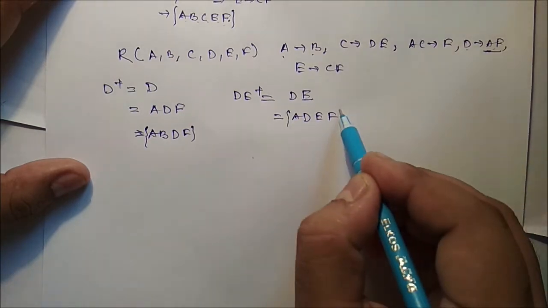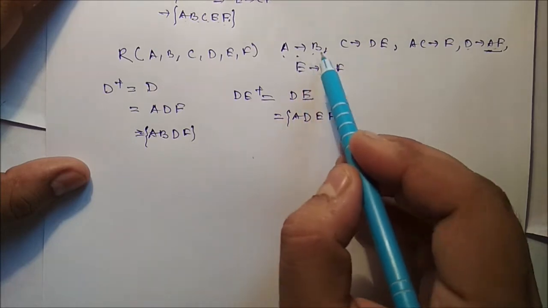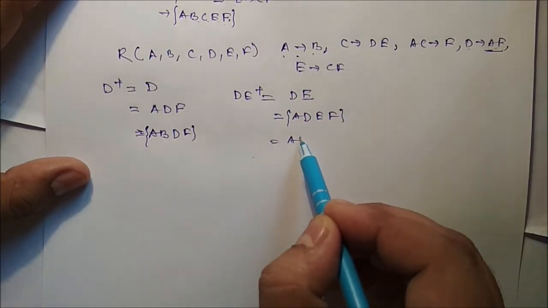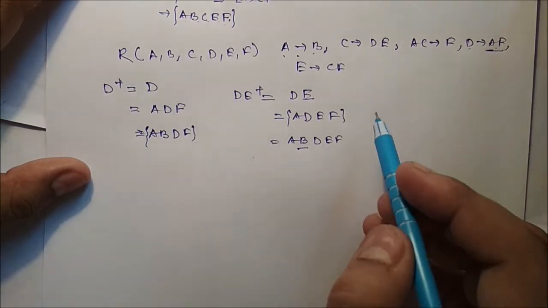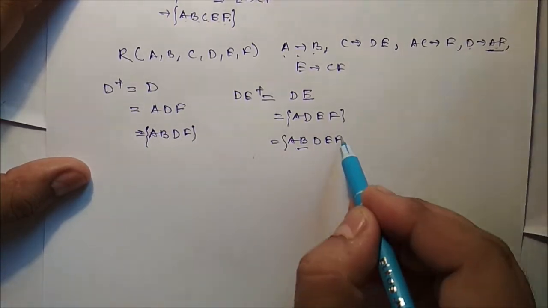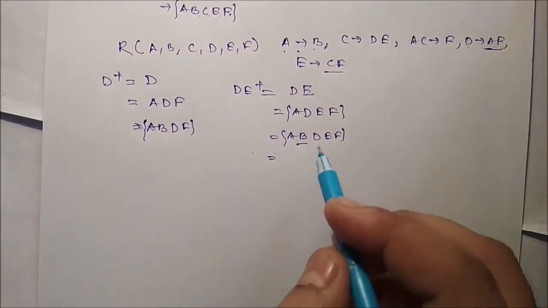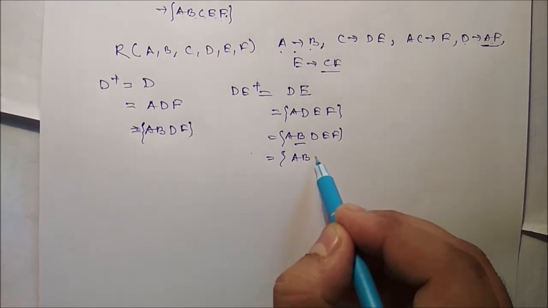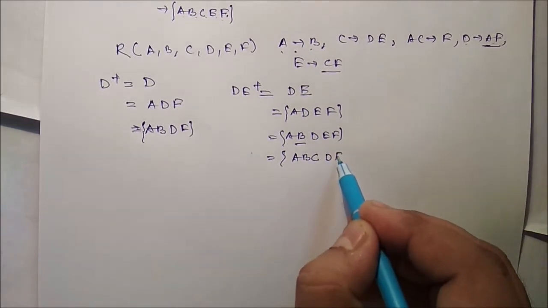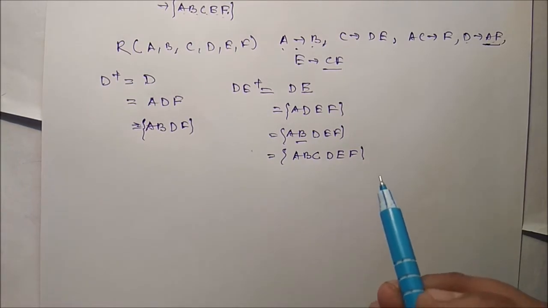Now if we can identify A, we can identify B also. And if we identify E, we can identify CF. So we get A, B, C, D, E and F. Are you getting this?